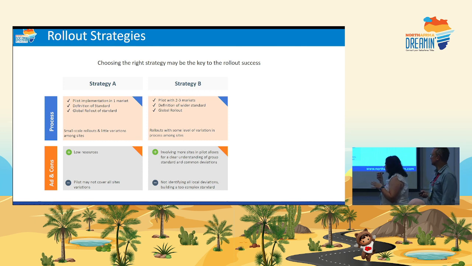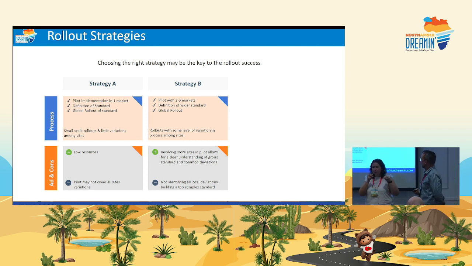The second strategy is a bit wider, where instead of just choosing one market to build the template, the blueprint, you choose 2 or 3. One example is we did a global rollout based on 3 markets. We took the US, the UK, and Singapore. So it gives you a broader scope of processes, and your blueprint is going to be bigger, covering a bit more deviations, all right?